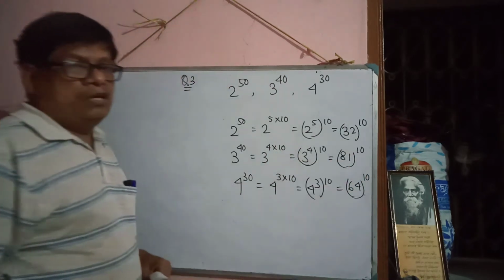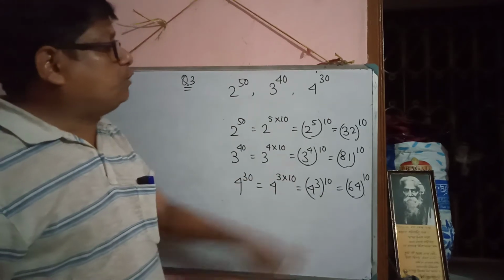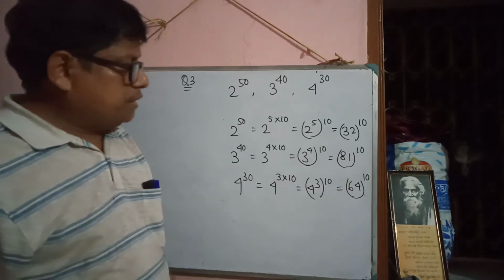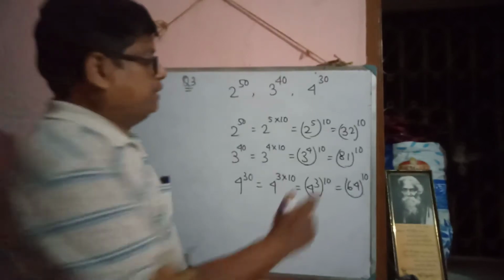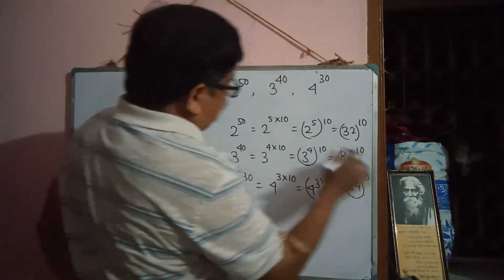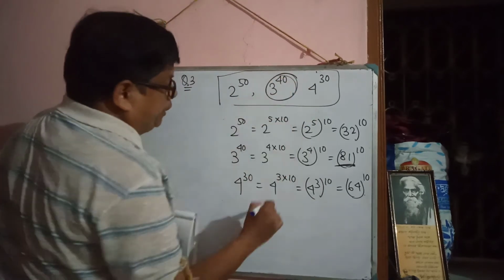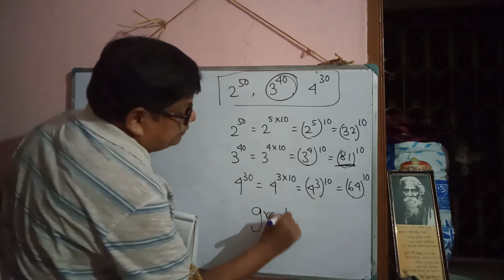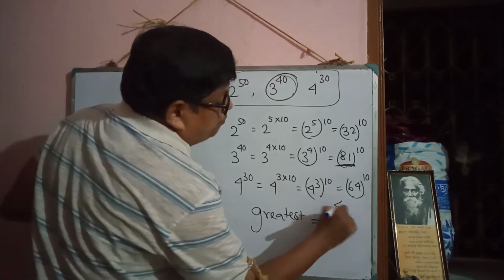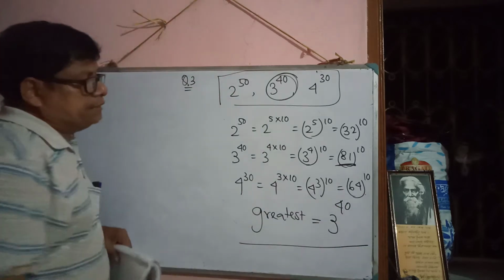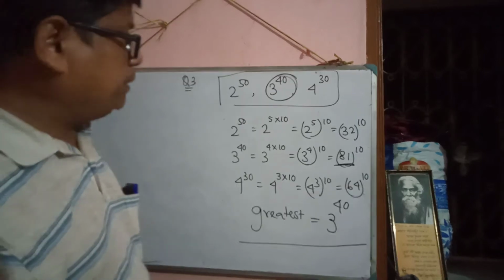Now all of you know, look here: 32 whole to the power 10, here is 81 whole to the power 10, and 64 whole to the power 10. All of you know which is greatest? Yes, so this part will be greatest. So here the greatest number is 3 to the power 40. This is the answer. Okay, so the greatest number is 3 to the power 40.